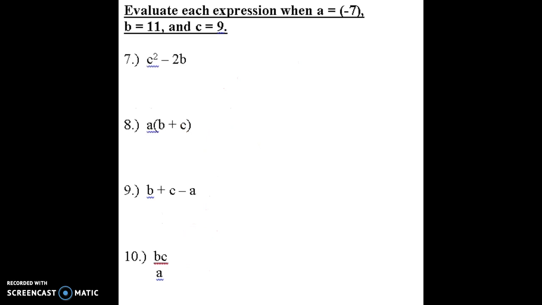Evaluate each expression when a equals negative 7, b equals 11, and c equals 9. So we're going to plug in the values of these variables and then solve. C is 9, so I have 9 squared minus 2 times b. B is 11. 9 squared is 81. 2 times 11 is 22. And 81 minus 22 is 59.